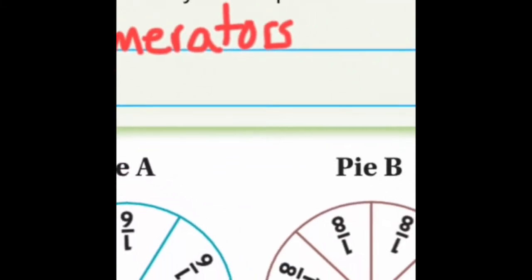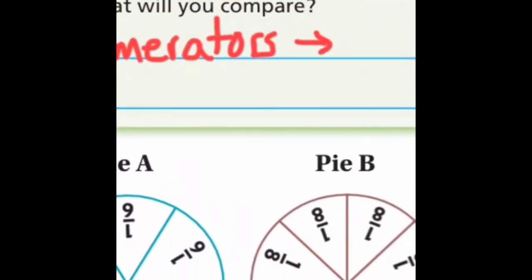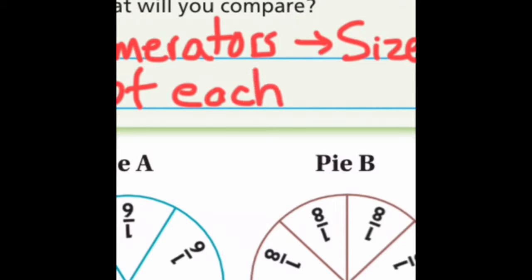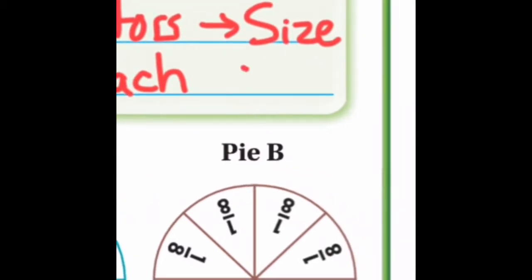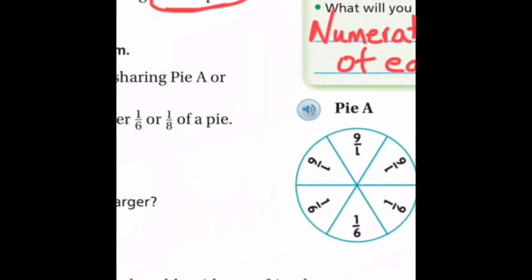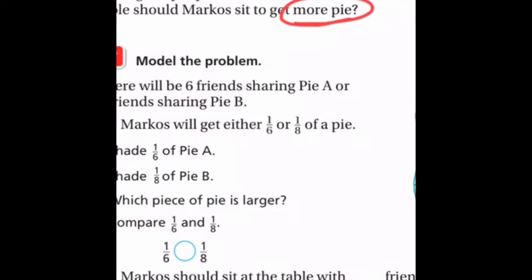And size of each slice of pie. I'll just put size of each slice in the end, where that's what we'll look at. There will be 6 friends sharing pie A or 8 friends sharing pie B. So Marcos is either going to get 1/6 or he's going to get 1/8.